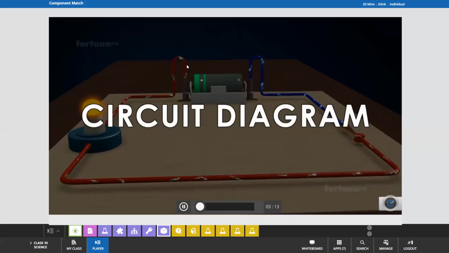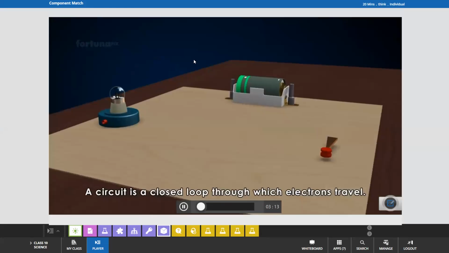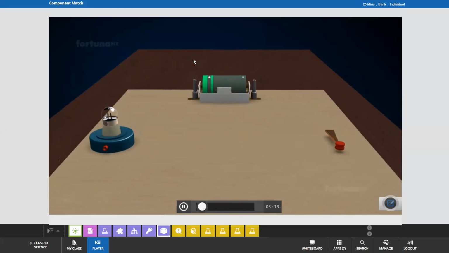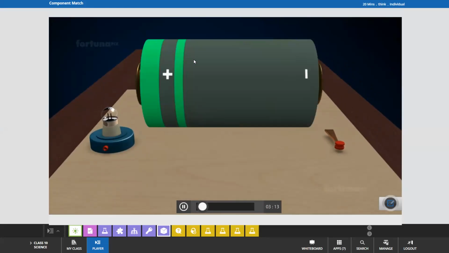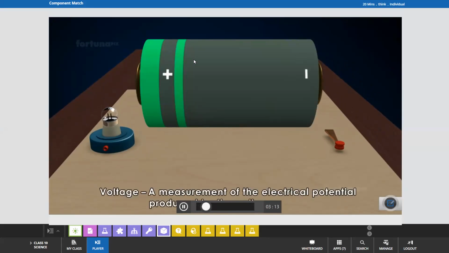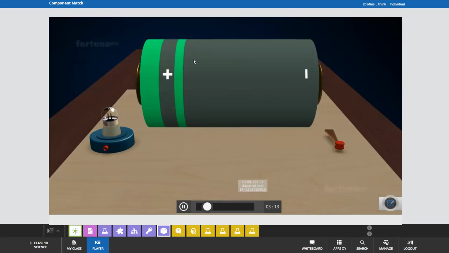A circuit is a closed loop through which electrons travel. A source of electricity, such as a cell, provides the electrical energy within the circuit. The cell will contain a certain number of volts, its voltage, a measurement of the electrical potential produced by the cell. However, voltage is just potential. To do any work, the electricity must first flow through a conductor, such as a copper wire.